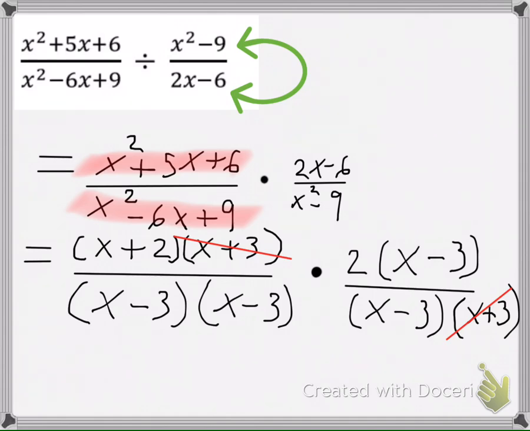I'm going to start canceling stuff. I see an x plus 3 on the top and bottom, so I'm going to cancel that out. I see an x minus 3 on top, and then x minus 3 is on the bottom. So I'm going to choose one of those and cancel them out. Now, since I can't really cancel out anything else, I'm going to go ahead and multiply everything together.